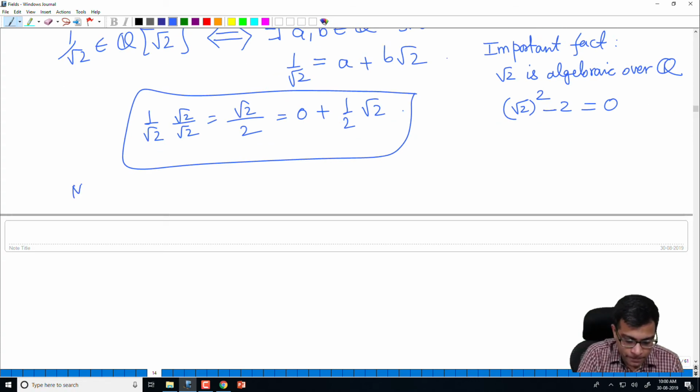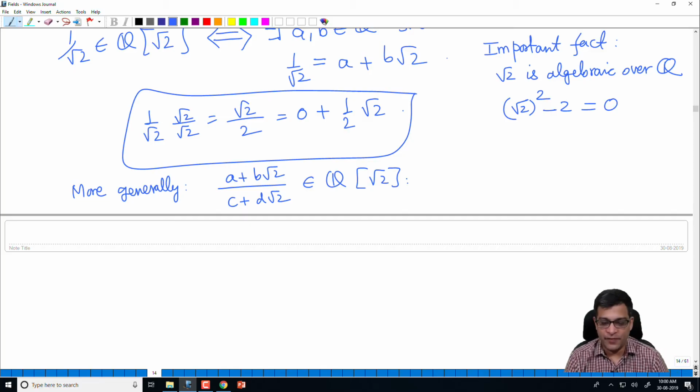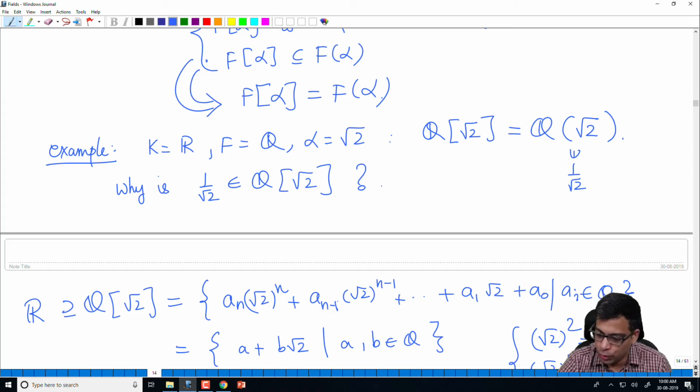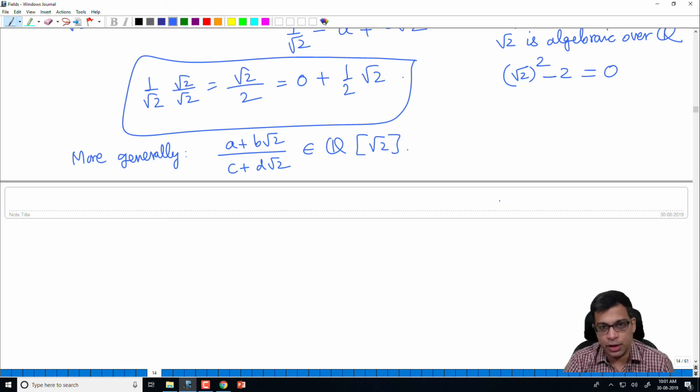So more generally, (a plus b root 2) by (c plus d root 2), as long as this is non-zero of course, is in Q adjoin root 2. The point I want to emphasize is that we don't need to prove this anymore, because we have already shown that Q[root 2] is a field, and c plus d root 2 is a non-zero element there. So 1 by c plus d root 2 will be there. So a plus b root 2 times that is also there. So any ratio is there.